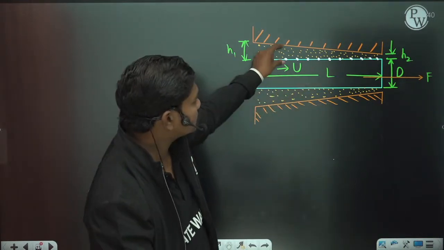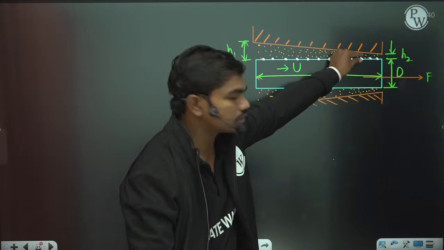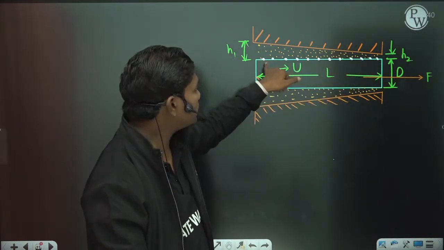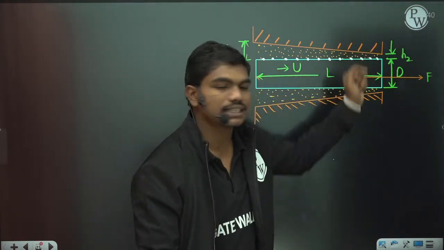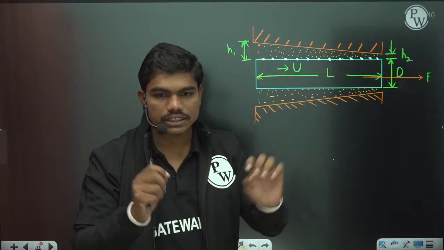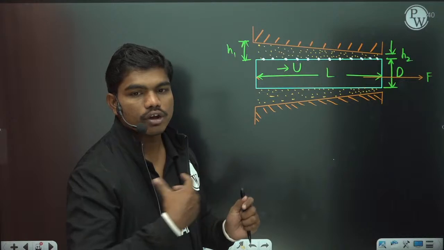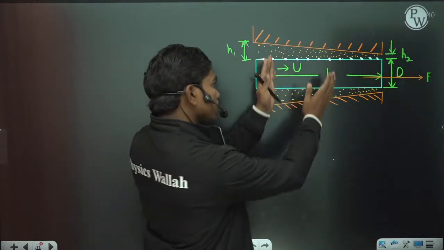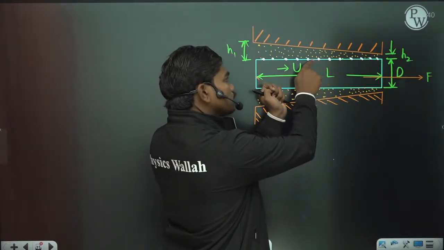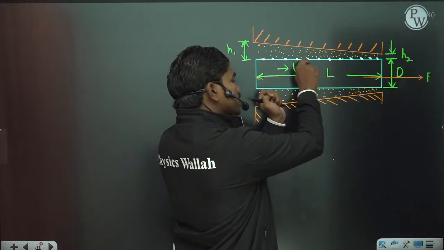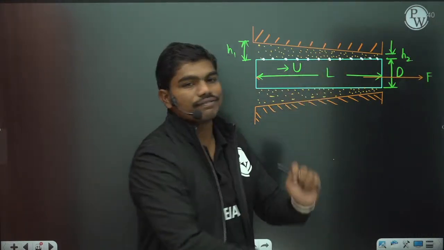Basically here the distance is something different, here it is something different, but at all these points the velocity of the flow is the same, correct? Because whenever it is a shaft, we definitely have to do integration. At every location particles move with velocity capital U meters per second, but the clearance is something different at each location.